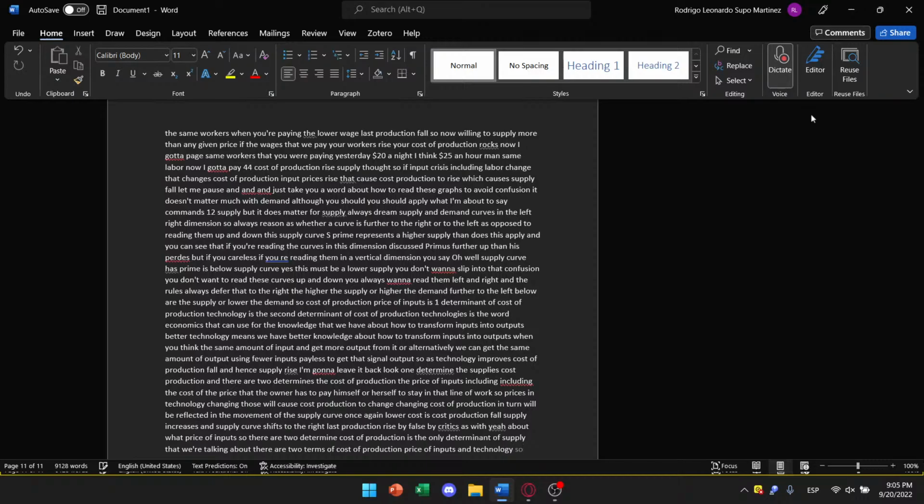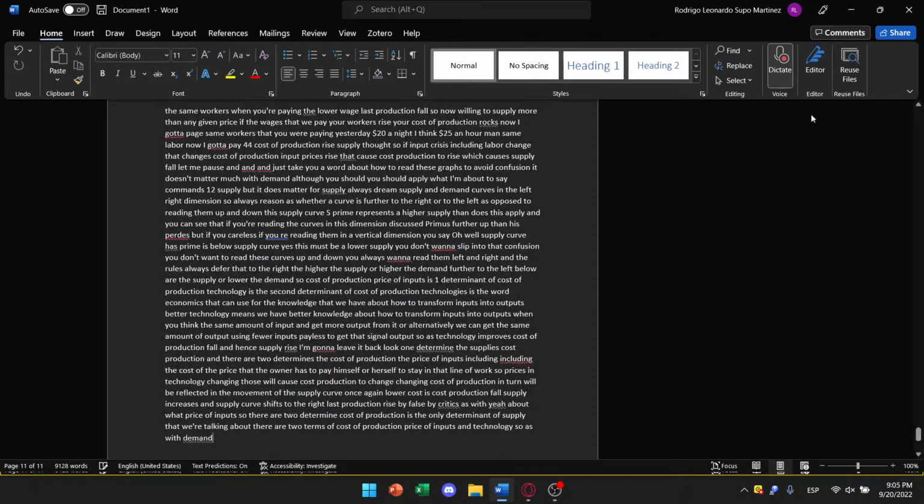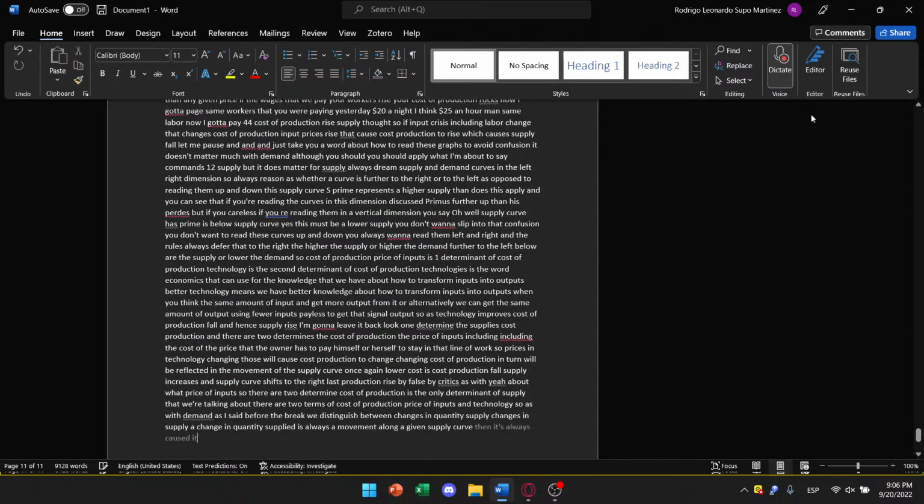So, as with demand, as I said before the break, we distinguish between changes in quantity supplied and changes in supply. A change in quantity supplied is always a movement along a given supply curve, and it's always caused, and only caused, by a change in the price of the good in question. So whatever good this is, quantity supplied will change only when the price changes. Higher price, higher quantity supplied; lower price, lower quantity supplied.